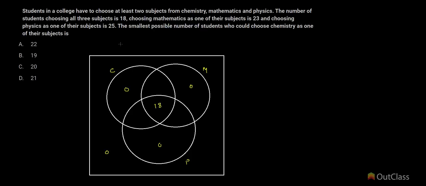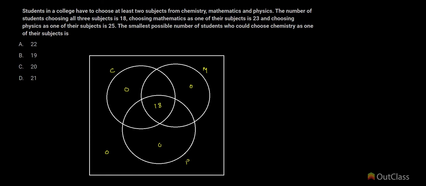Students in a college have to choose at least 2 subjects from chemistry, maths and physics. The number of students choosing all 3 subjects is 18. Choosing maths as one of their subjects is 23, and choosing physics as one of their subjects is 25. The smallest possible number of students who could choose chemistry as one of their subjects is how much?